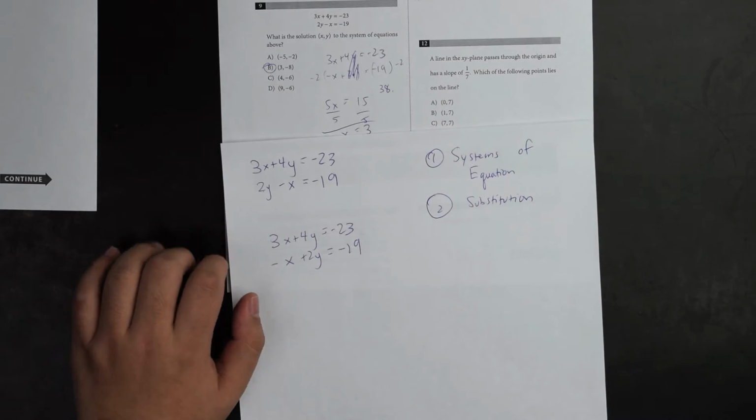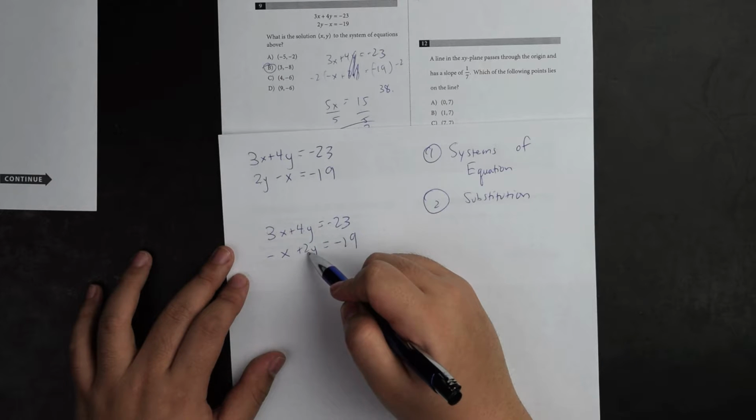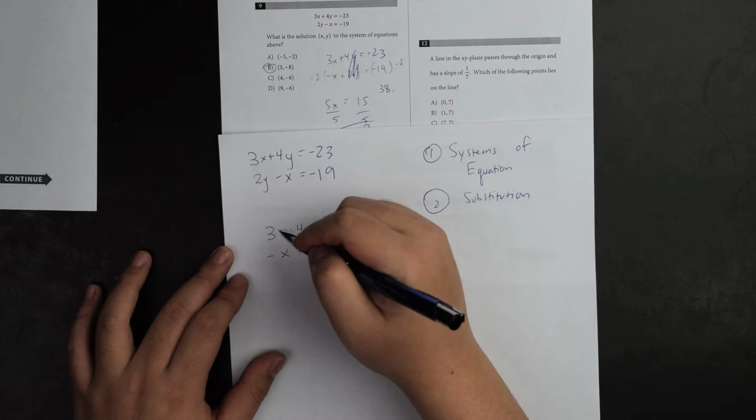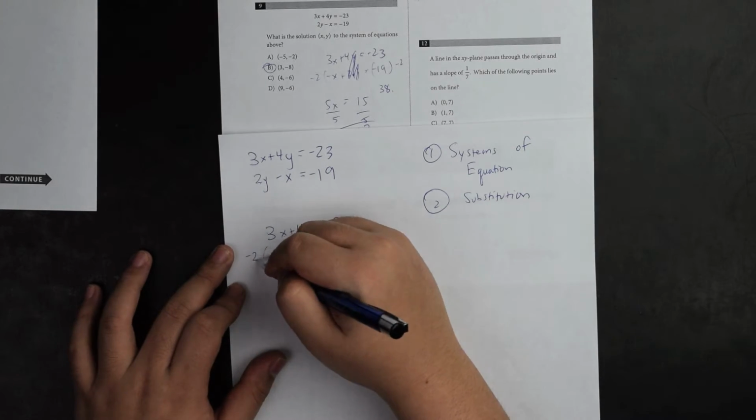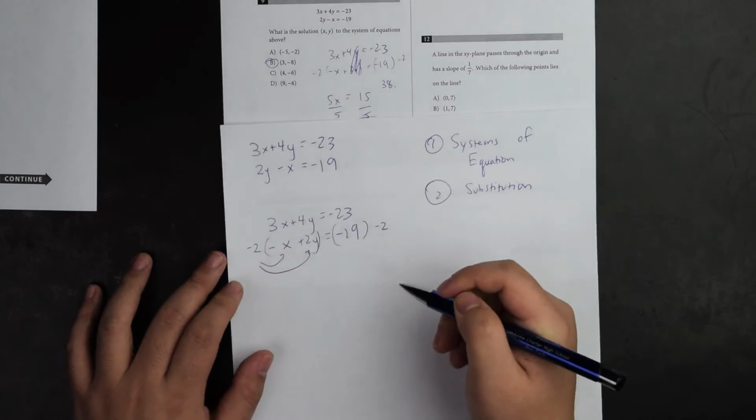And I noticed one thing. I noticed that if I actually want to cancel this 4y out, this needs to become negative 4. If there's positive 4, negative 4. And the only way I could do that is multiply both sides by negative 2. And by doing that, I'm going to distribute and figure out what that value will be.